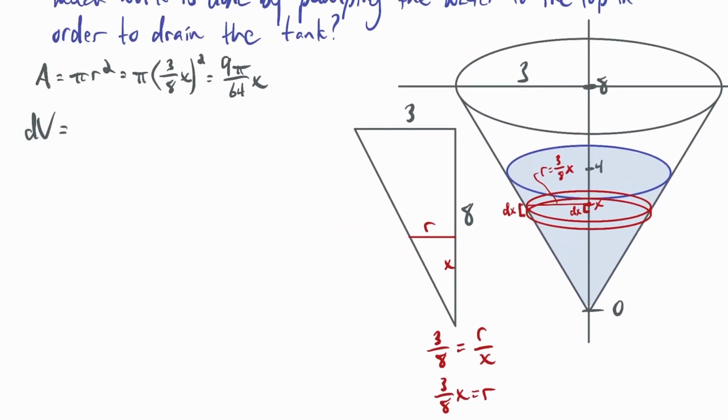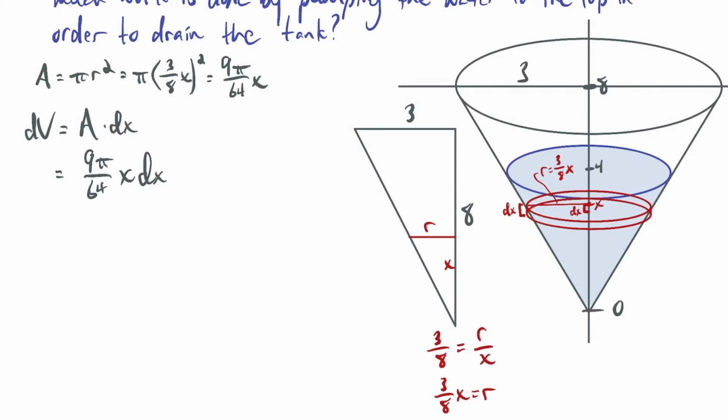So over here, the dV will be that area times dx, the thickness. That will give you the volume of that cylindrical slab of water. So this will be 9 pi over 64 x dx, okay? That's the volume. Now we need to look at the work involved, okay?